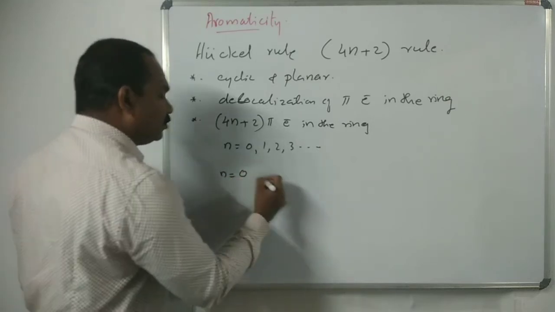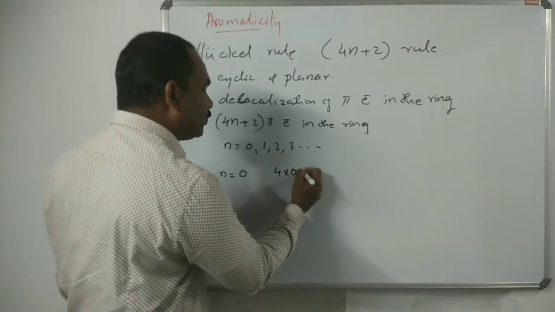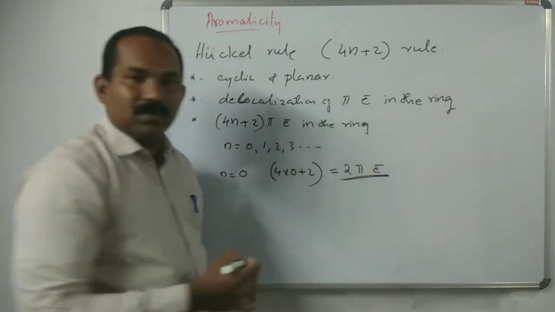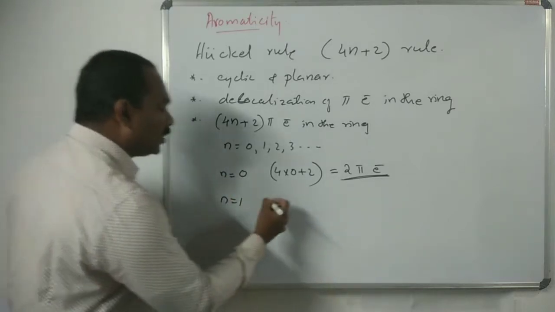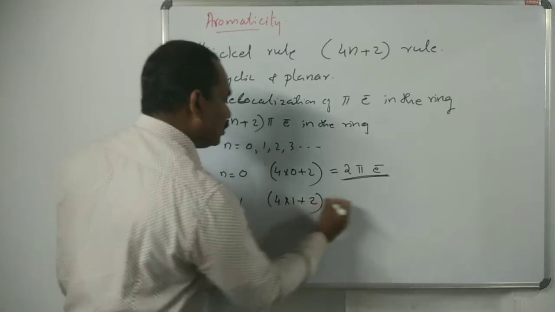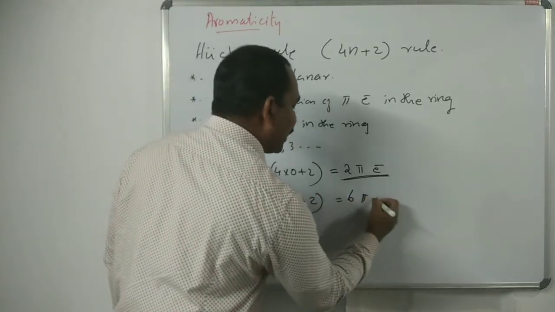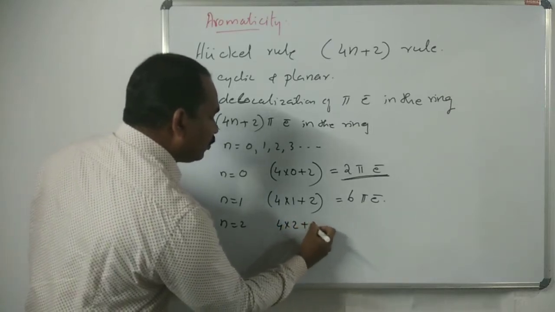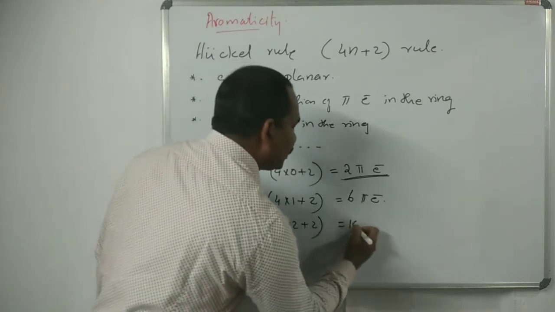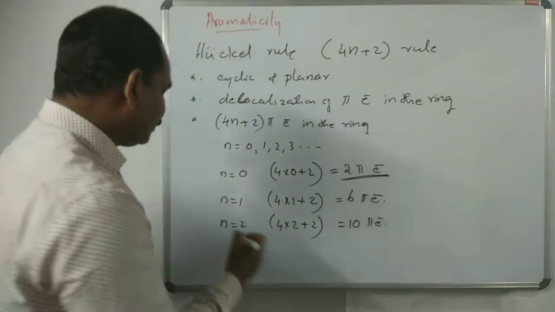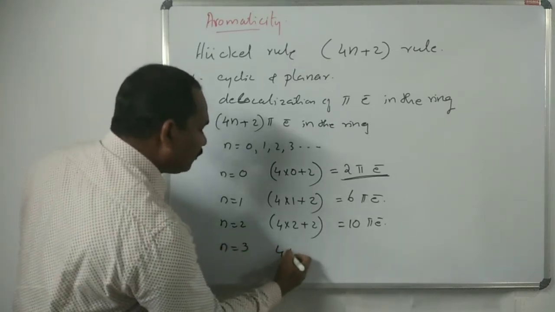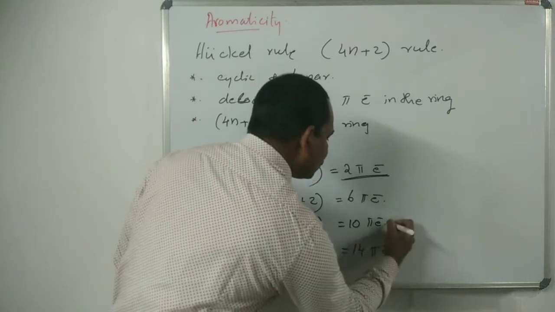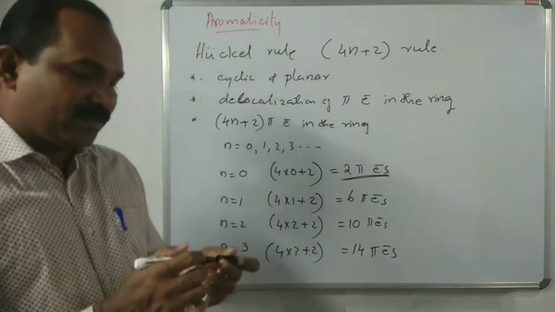If n is equal to 0, applying the formula, 4 into 0 plus 2 is equal to 2 pi electrons. Where n is equal to 1, 4 into 1 plus 2, that is 4 plus 2, 6 pi electrons in the ring. If n is equal to 2, 4 into 2 is 8, 8 plus 2 is 10 pi electrons in the ring. And if n is equal to 3, 4 into 3 plus 2, that is 14 pi electrons. So it is a very important and simple concept.